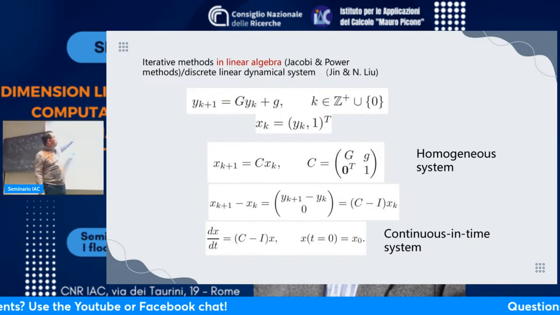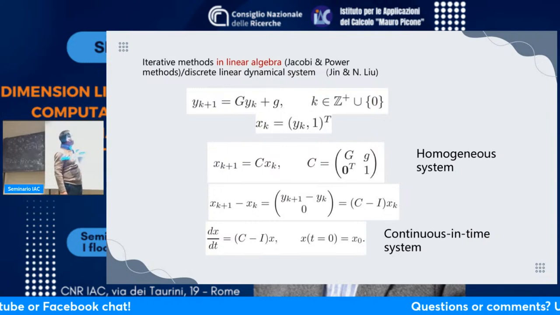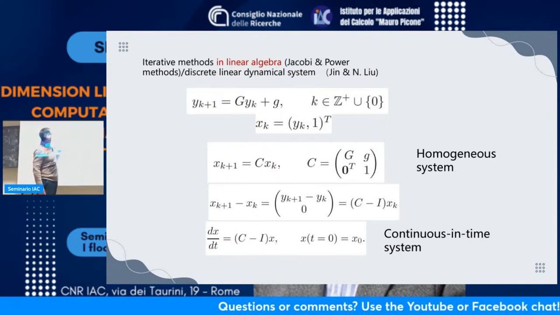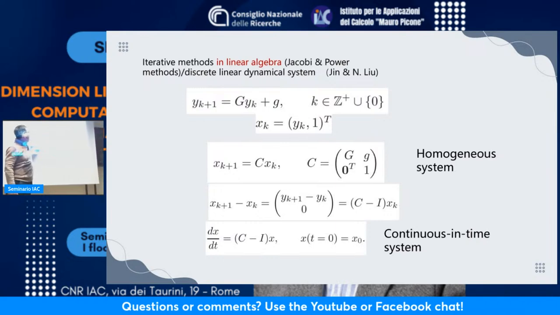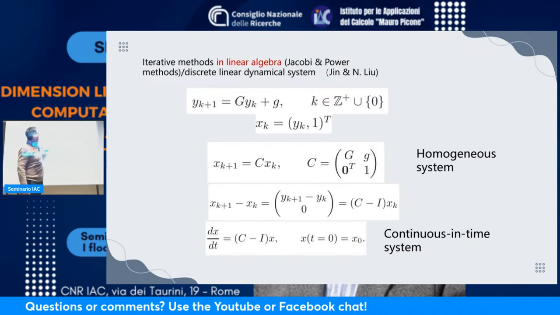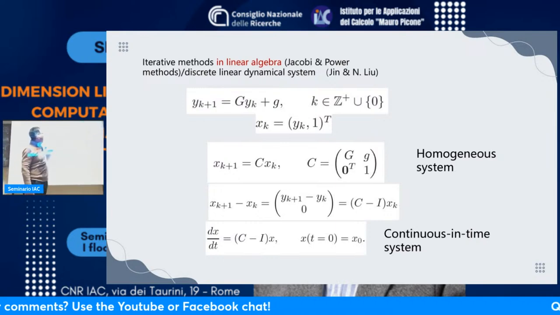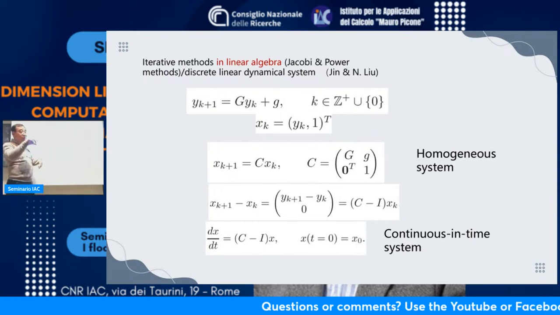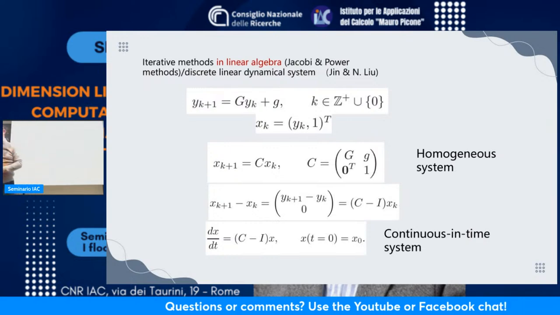Now for the inhomogeneous term, you just add another variable. So here's y, you call x to be yk and 1, you call this 1, and then you call this a new component, okay? Then that's the constant corresponding to k. You just add one more equation, you make it homogeneous.